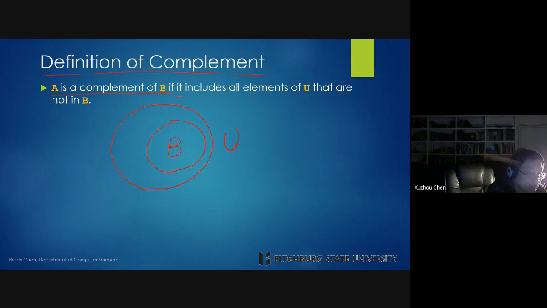So that means A is everything outside B, right? But still in U. Okay. So A and B basically form the universal set. So that's the definition of a complement. Okay.